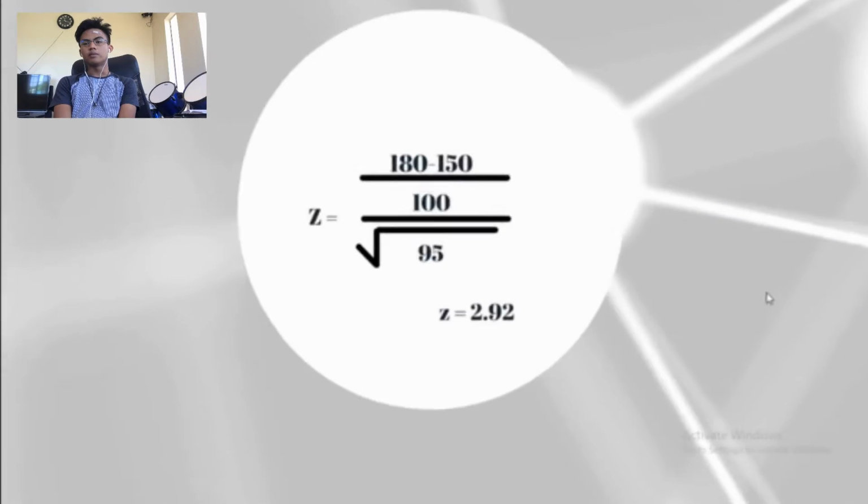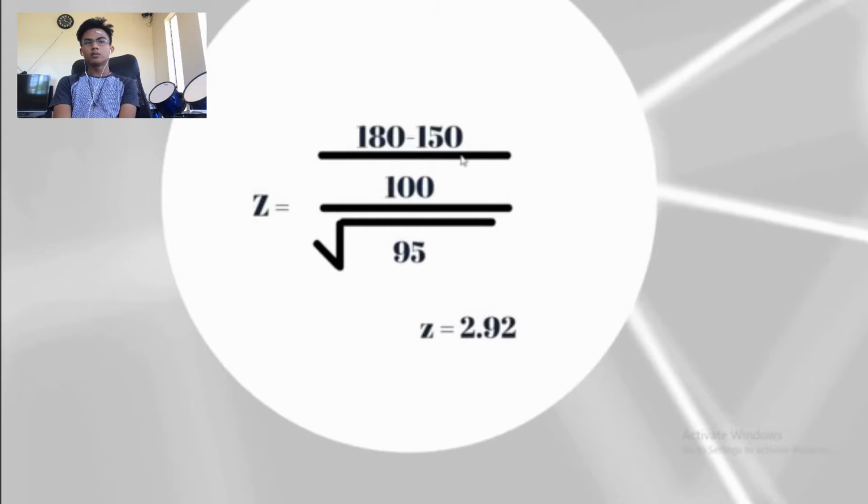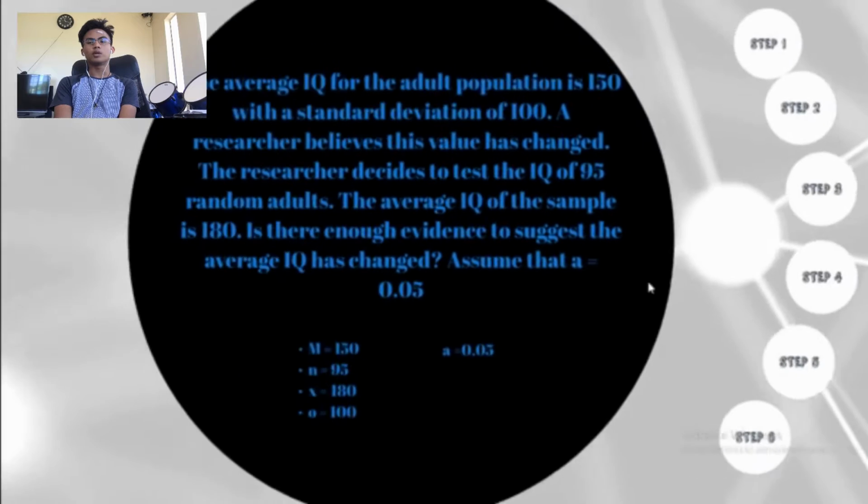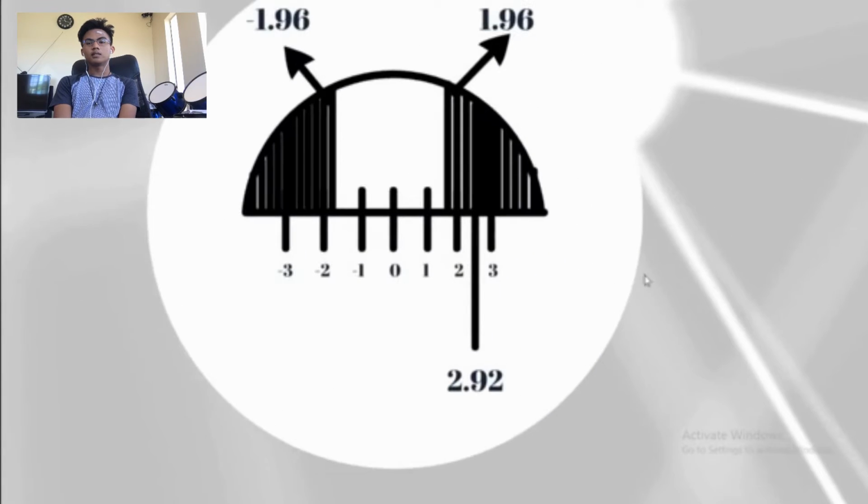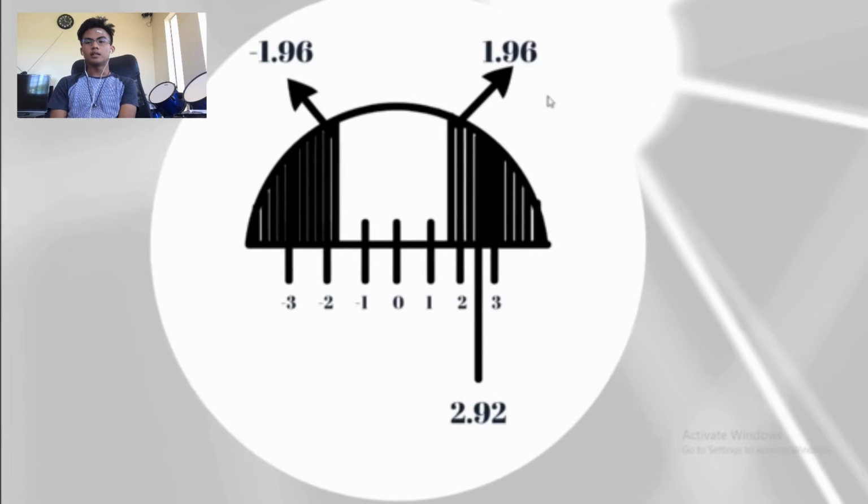Step 4, solving the problem, which is z is equals to 180 minus 150 over 100 over the square root of 95, which gives us z is equals to 2.22. Step 5 is deciding where you should plot. So according to step 3, the critical z value is positive negative 1.96, and according to step 4, we have the answer of 2.92. Therefore, we are going to place 2.92 in here.